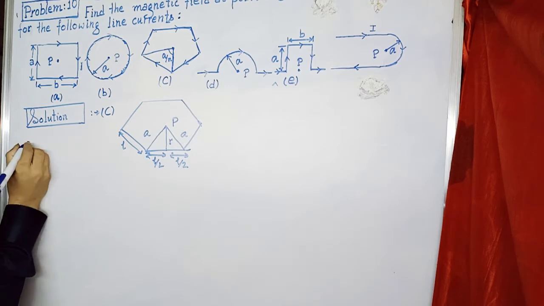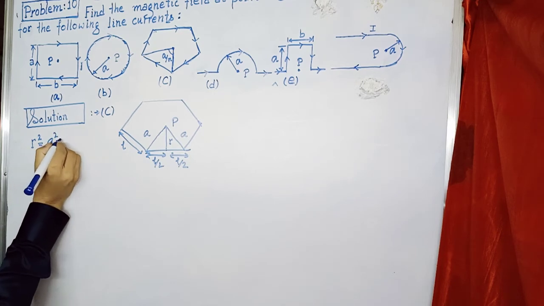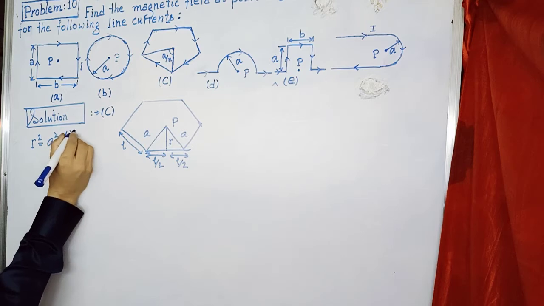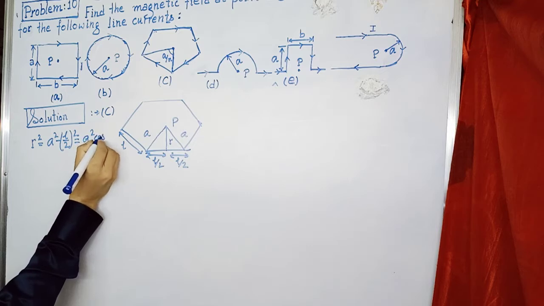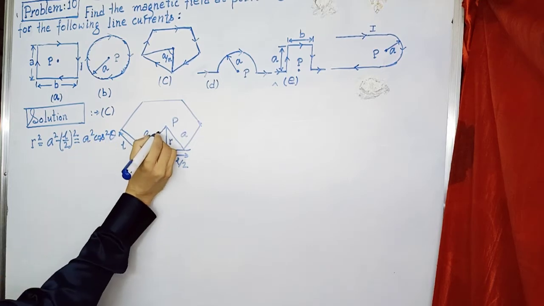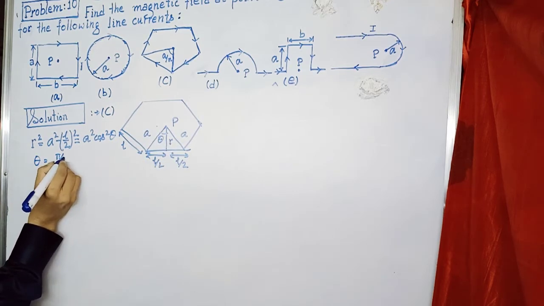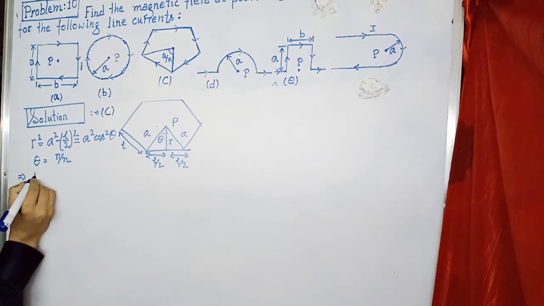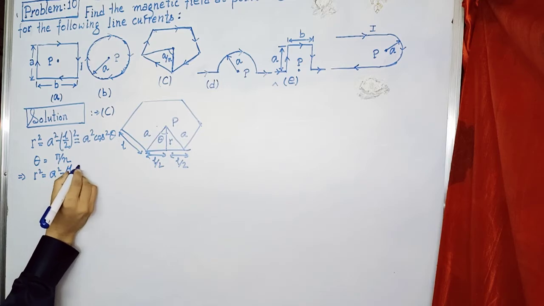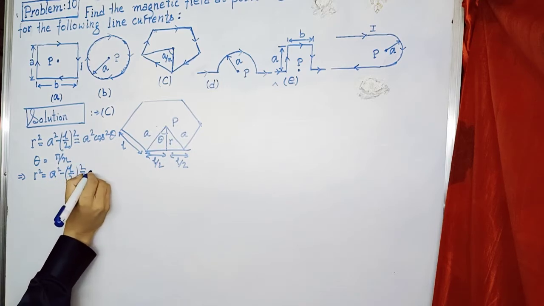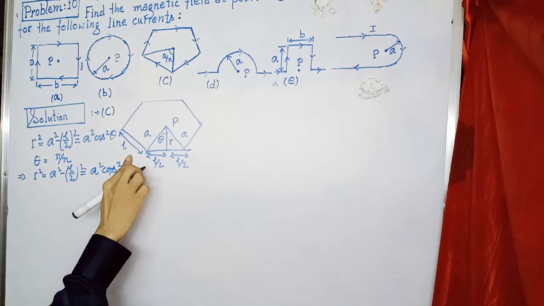R square equal to A square minus (L divided by 2) square, equal to A square cos square theta. But this angle theta is equal to pi divided by n. Therefore, we can write R square equal to A square minus (L divided by 2) square, equal to A square cos square pi divided by n.